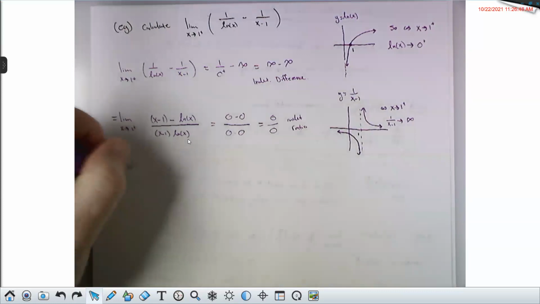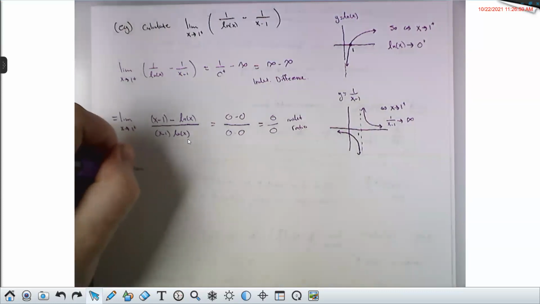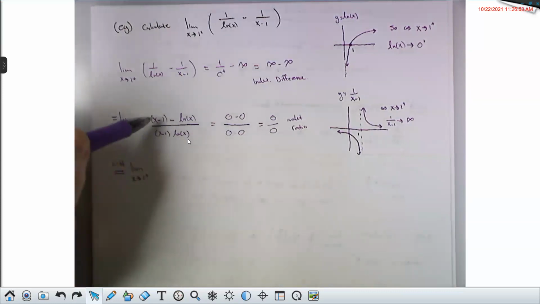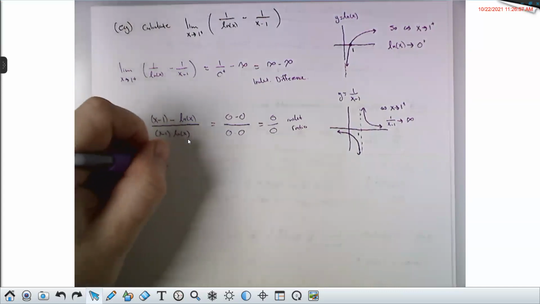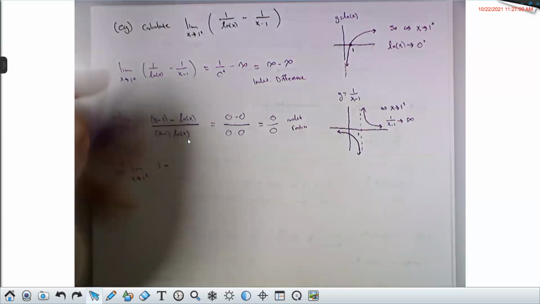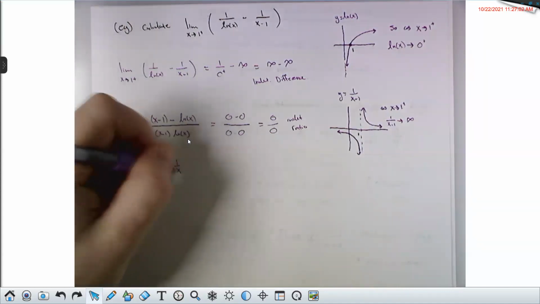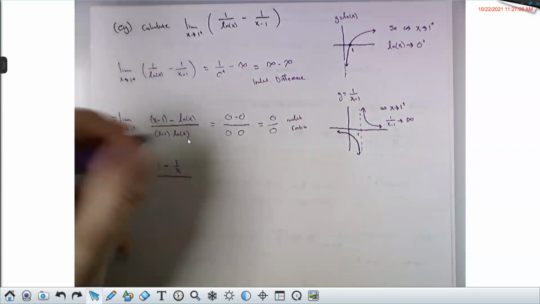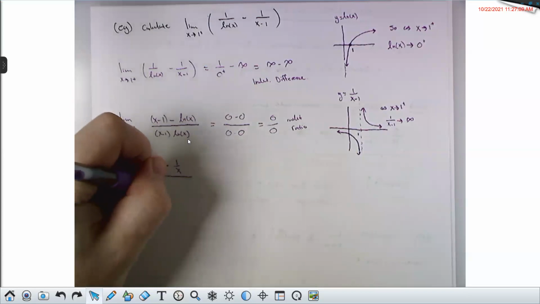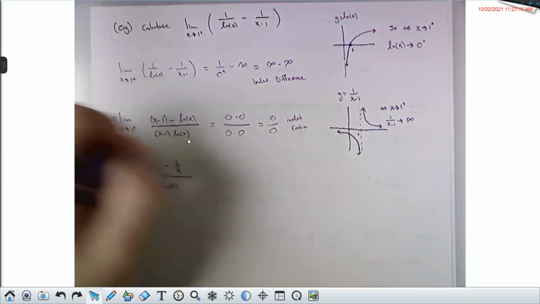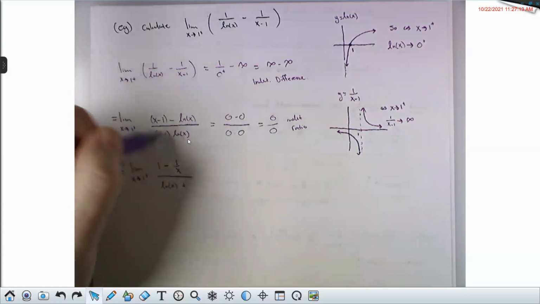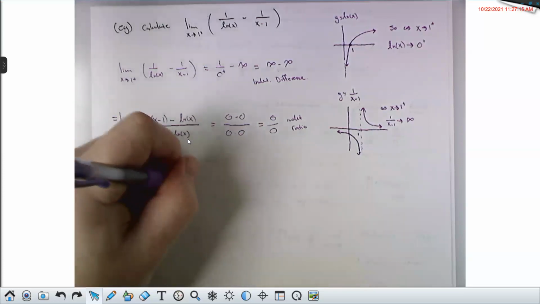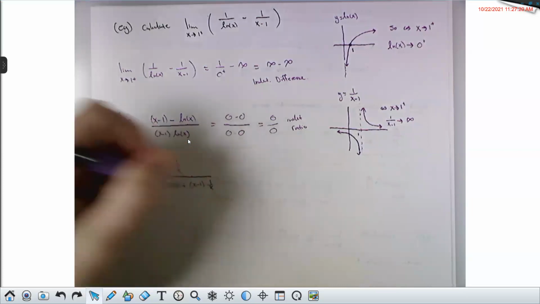The derivative of the top: the derivative of x is 1, the derivative of 1 is 0, so this is 1, and then minus the derivative of ln x, which is 1 over x. And downstairs, here I would need a product rule. So the derivative of x minus 1 is 1, so I get 1 times ln x plus, and now I leave the x minus 1 alone and differentiate the ln x, that's x minus 1 times 1 over x.